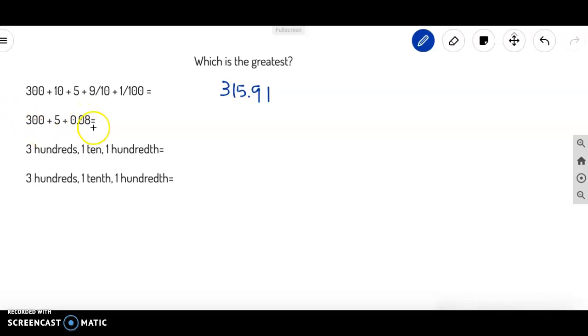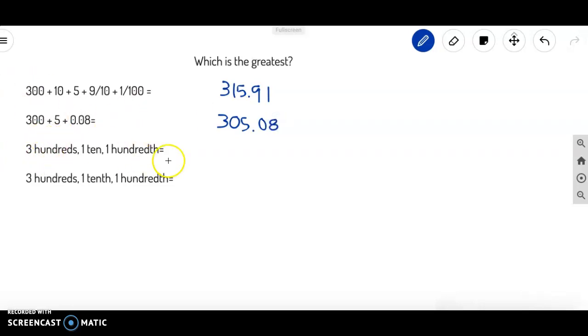Next, I'm going to convert this into decimals as well. So I again have a 3 in the hundreds place, a 5 in the ones place, so nothing in the tens place, so 0, 5, and then we're right into our decimals. It's in the hundredths place, so nothing in the tenths place, so 0, and then an 8 in the hundredths place. Done. Okay.